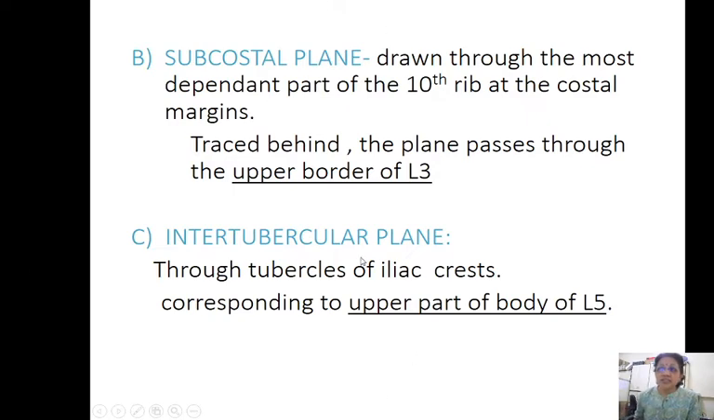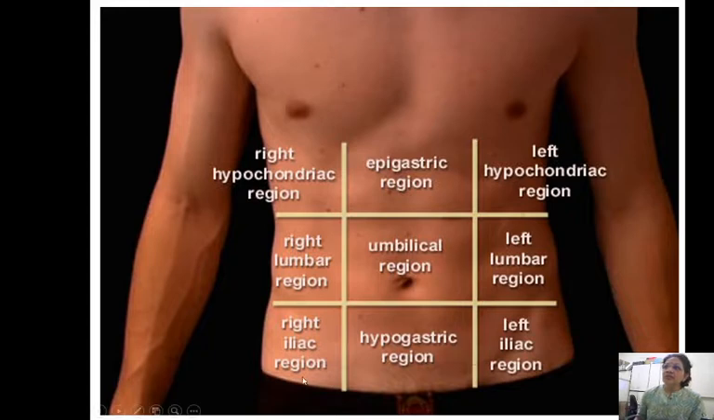Alright. The intertubercular plane, which we already talked about, is through the tubercles of the iliac crest and goes to the upper part. You remember L1, L3, L5. This is what it will look like in a live patient. We'll have the two vertical planes, which are the mid-clavicular, mid-inguinal, left and right lateral planes. Then you have the transpyloric and the transtubercular. So now let us name the regions.